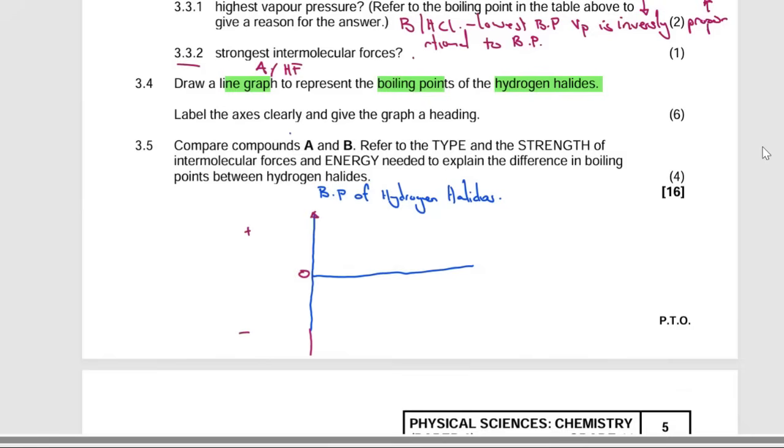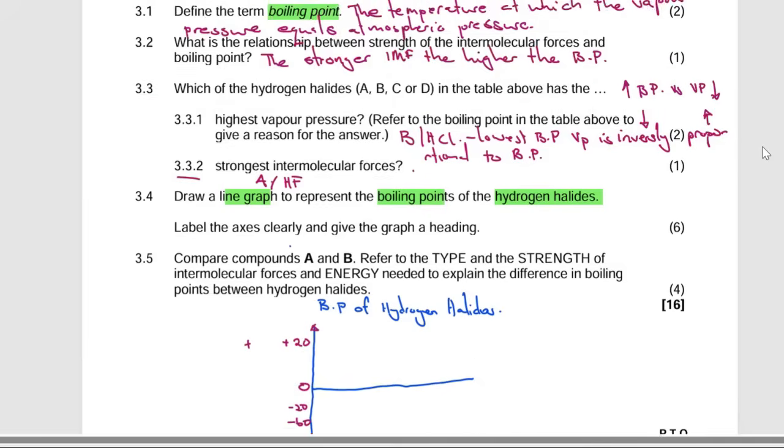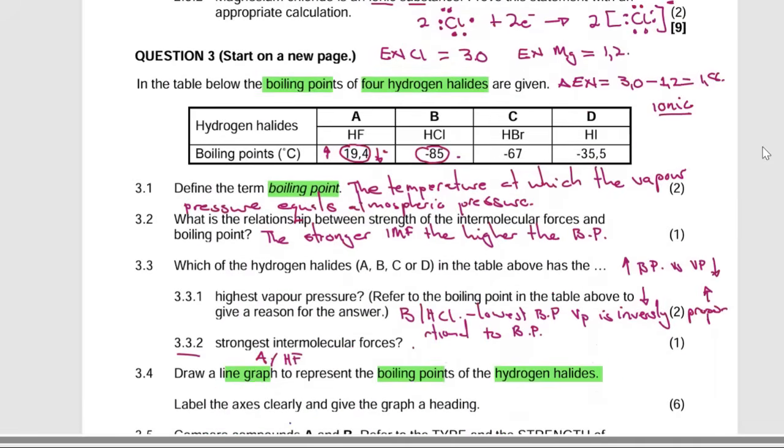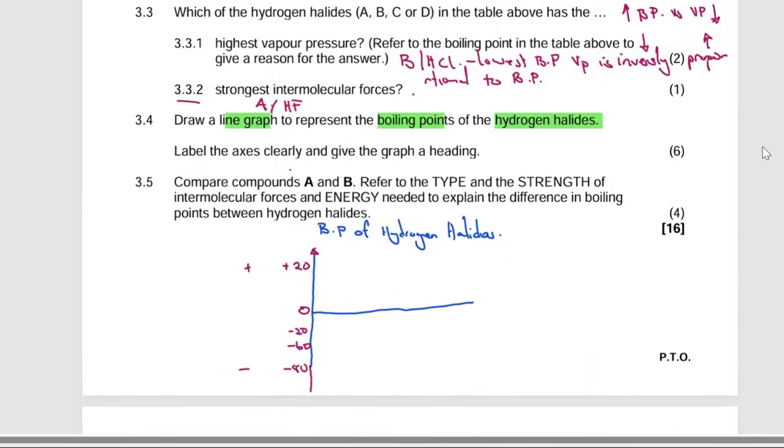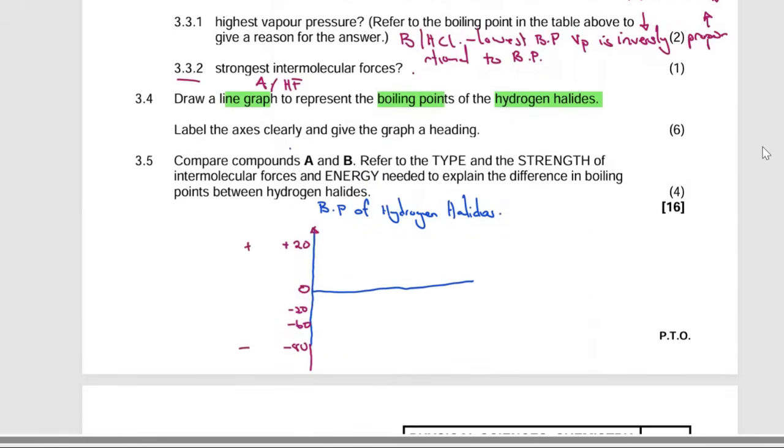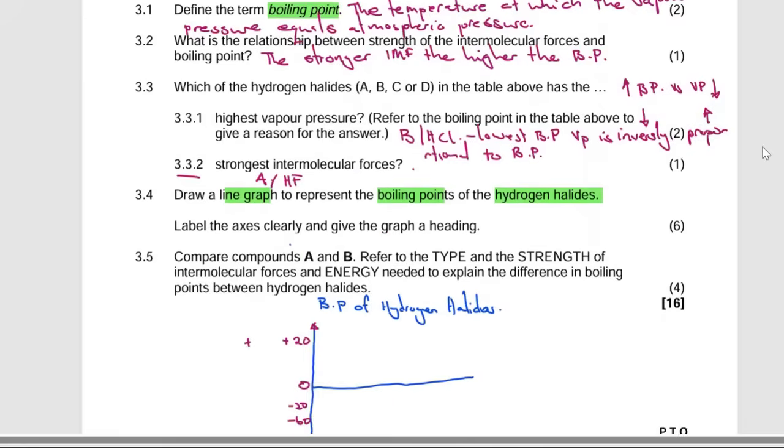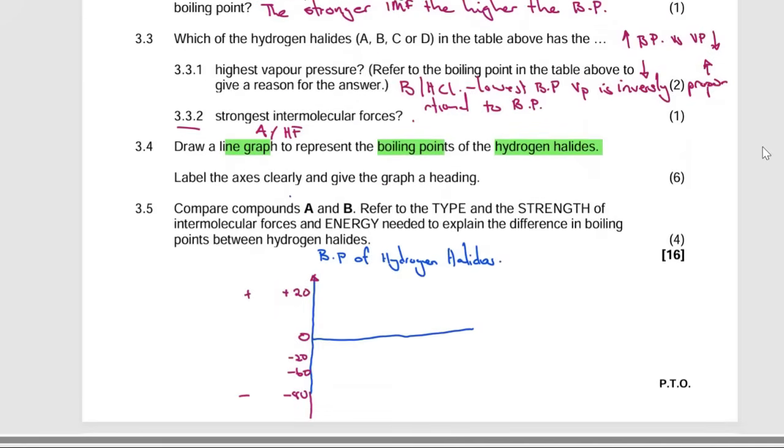My scale here is going to be positive. The maximum value that I'm having there is a positive 20, therefore I'm going to say plus 20. Then going down, I'm going to say negative 20, negative 60, and then negative 80. These are the values that we're having. Then I'm going to plot these values. Here we're having HF with a value of 19.4, so it's towards 19.4, around 20 there. I'm going to start with my HF there.